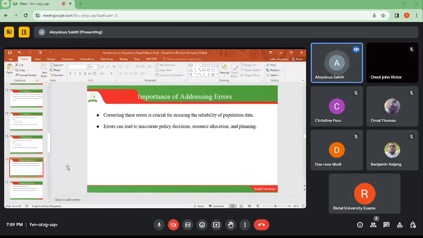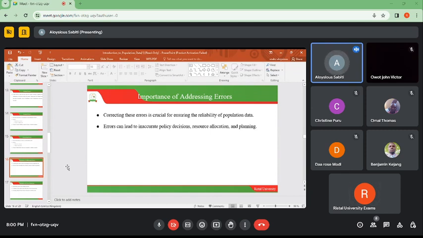However, having understood the types of errors that might occur in population data, we also want to understand the importance of addressing these errors. Correcting these errors is crucial to ensure the reliability of data. Remember, from our research, the principle is that research must be reliable. Therefore, if you're able to correct these errors, you're able to make your research as reliable as possible.